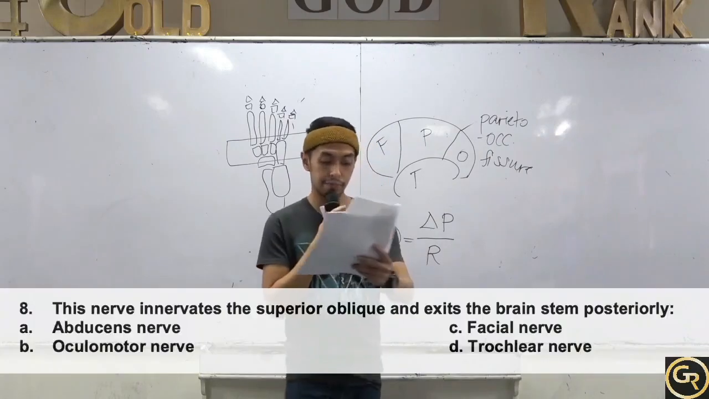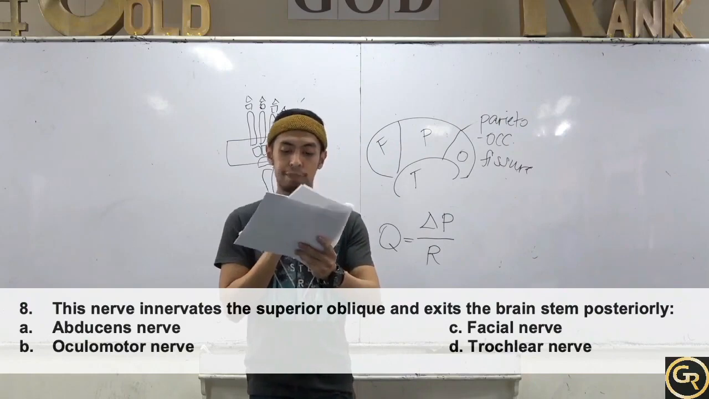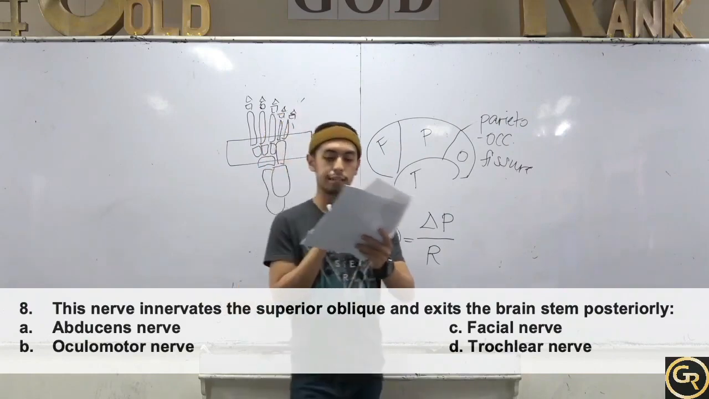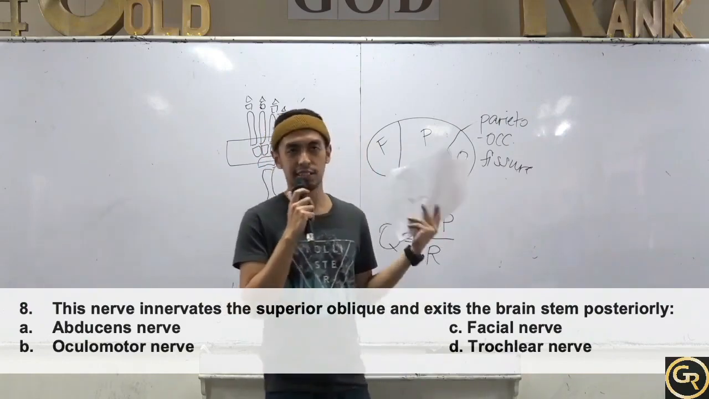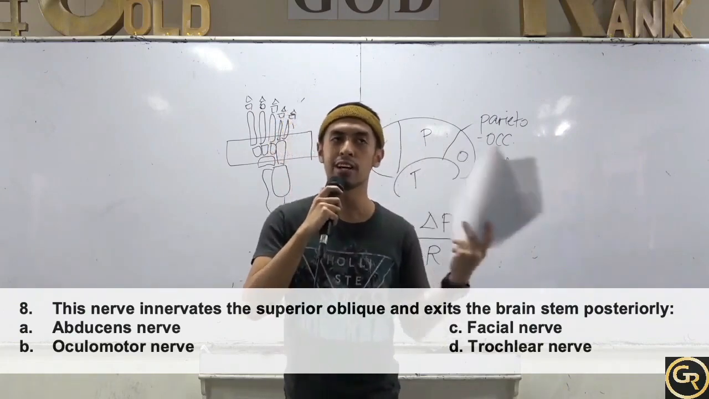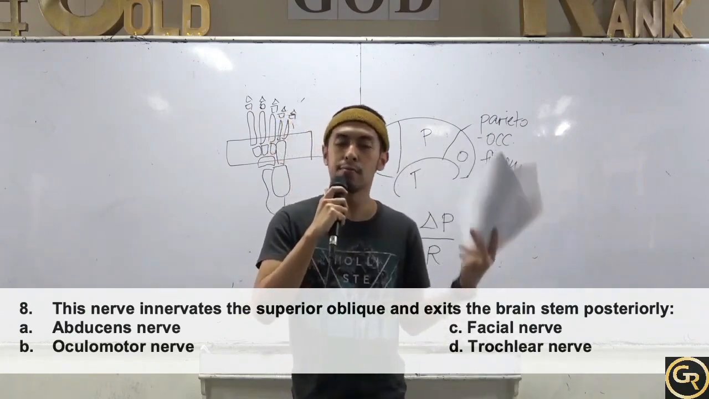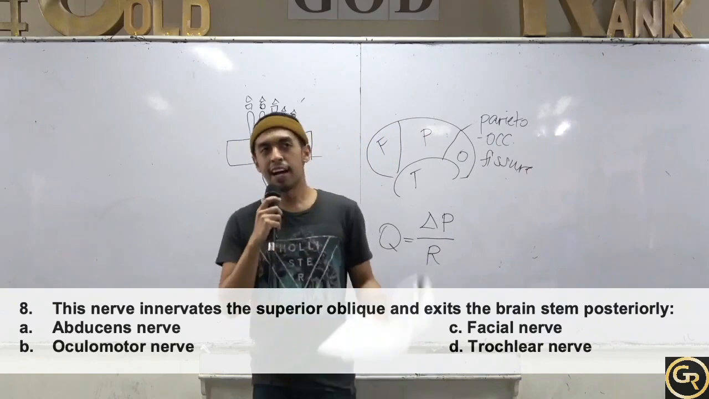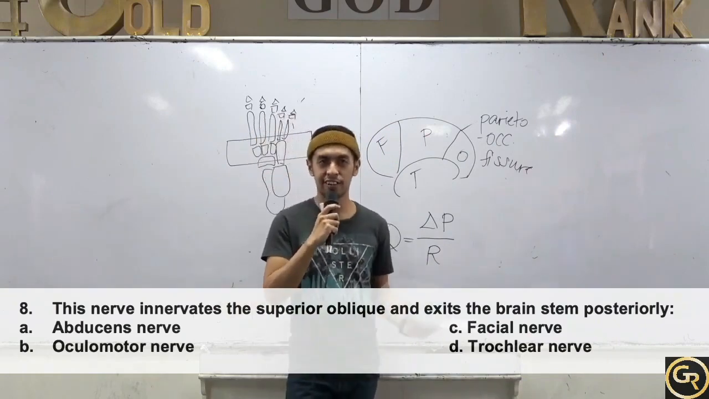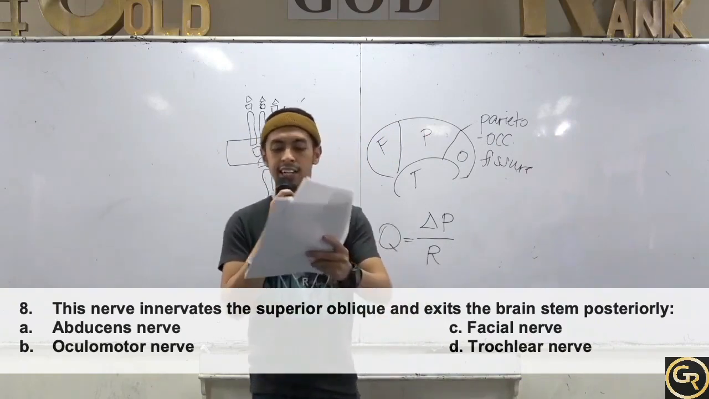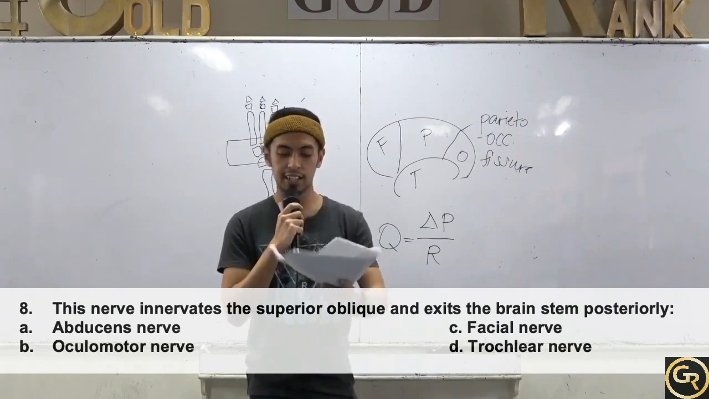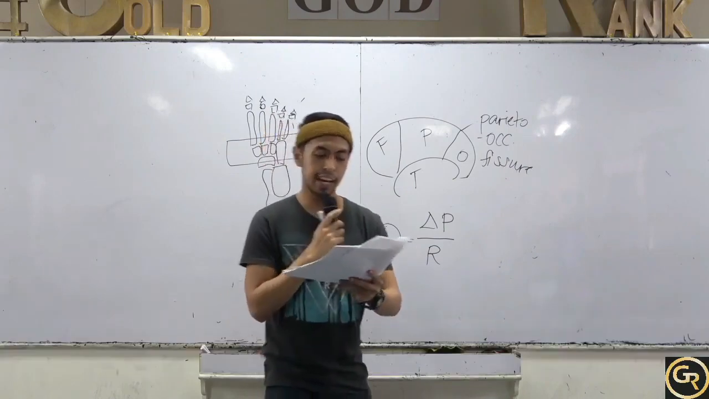Okay, number 8. This nerve innervates the superior oblique and exits the brainstem posteriorly, also known as the stupid nerve because it's the only one exiting the brainstem posteriorly. Who is this? SO4. Who is SO4? It's your trochlear nerve. Okay? Trochlear nerve. Letter D.